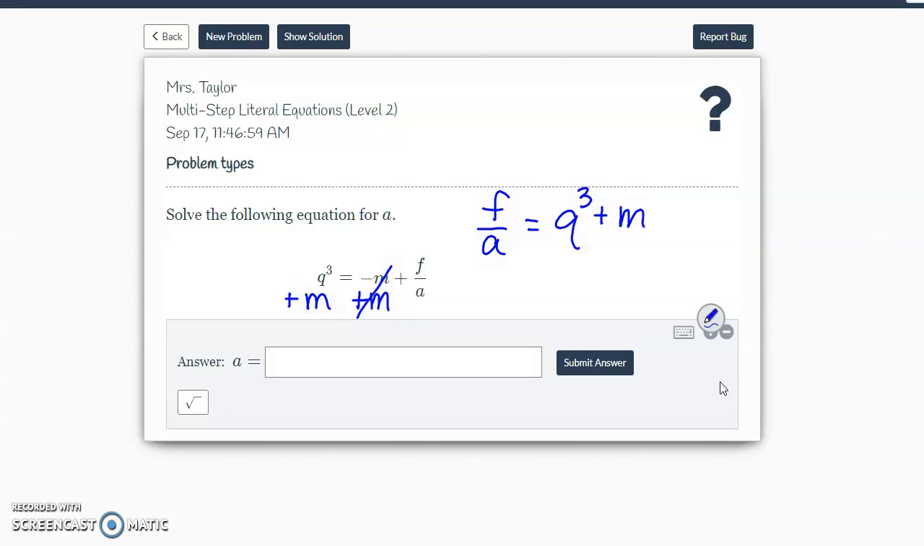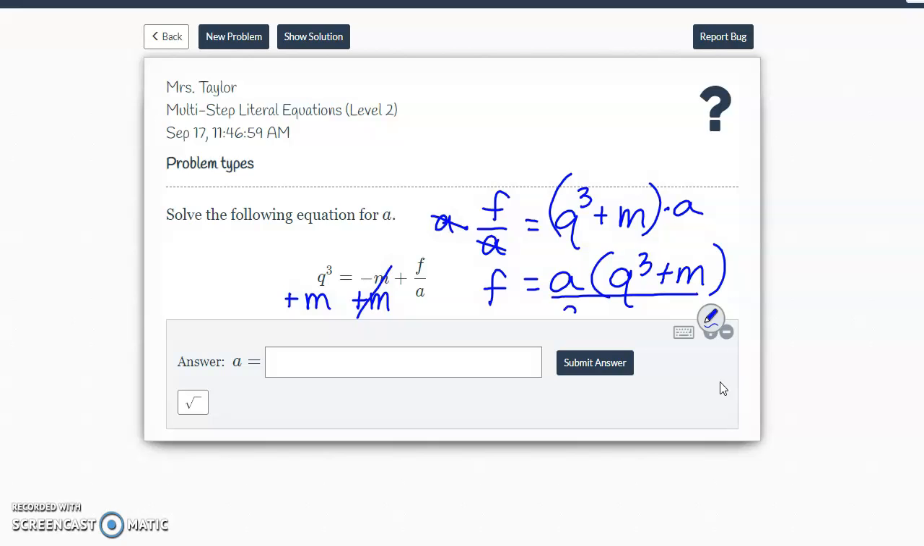All right, now because it's in the denominator, I want to get rid of my A. So I'm going to go ahead and multiply both sides by A. And when I do, this is like distributive here, because I multiply the whole thing. That gives me my F is equal to my A times this piece here, the Q to the third power plus M. And then just like the last problem, this is multiplication. And so instead of distributing and having too many A's, I'm just going to divide by the whole piece and cancel that out.